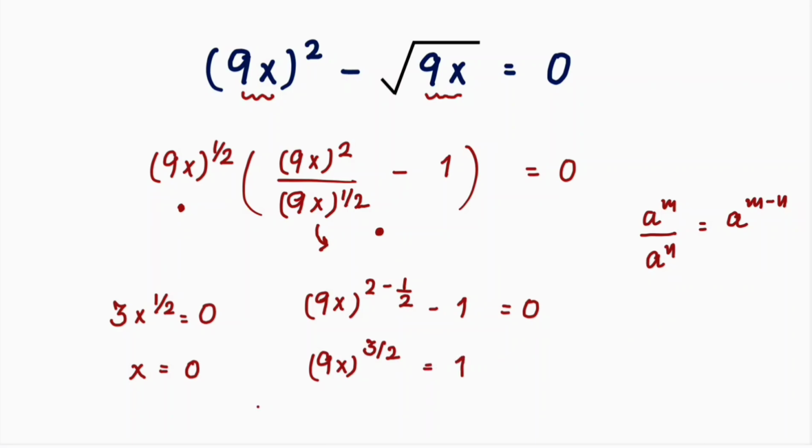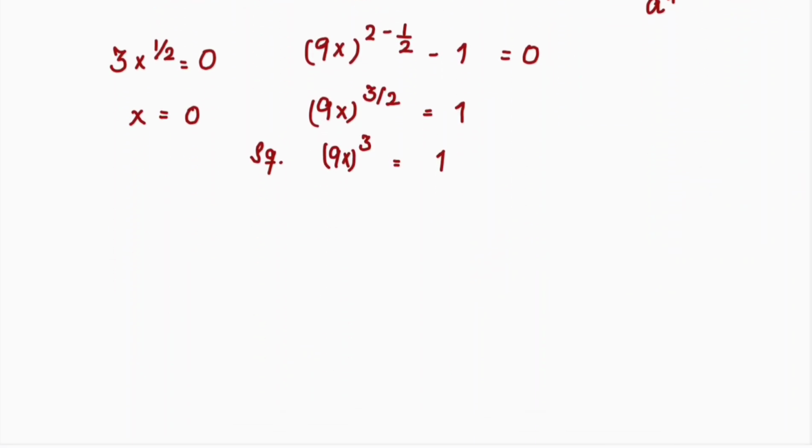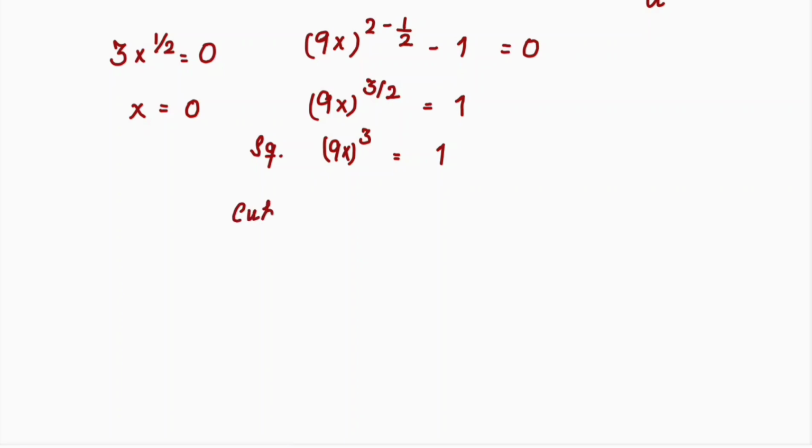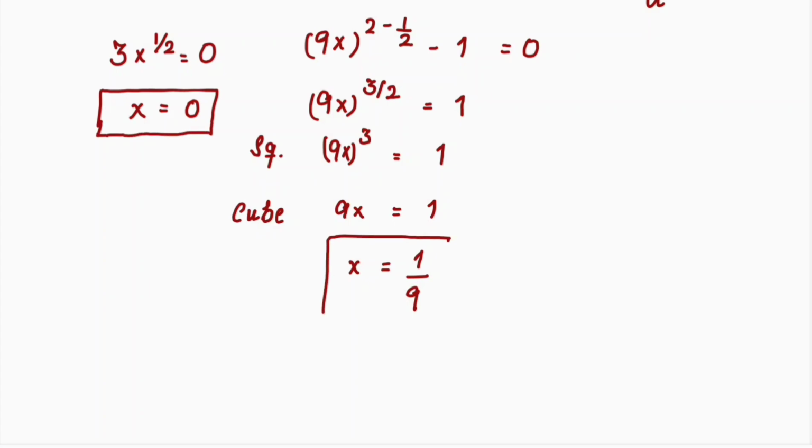Now if we square both the sides, and then take cube, x will become 1 by 9. So the two solutions of this question are x = 0 and x = 1/9.